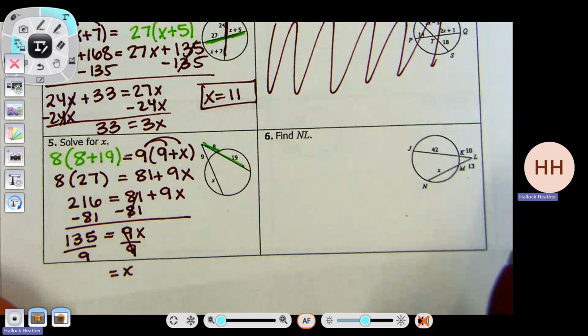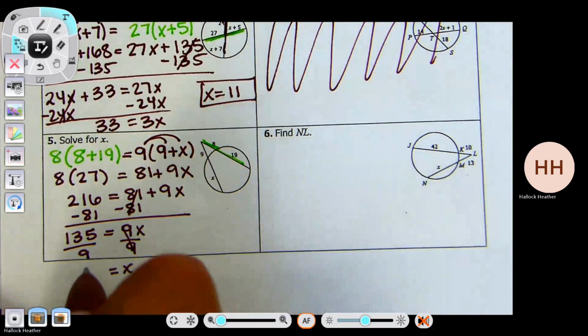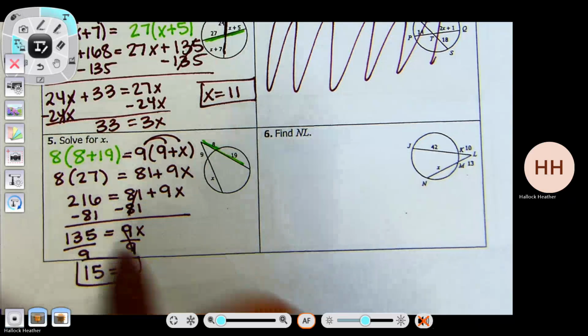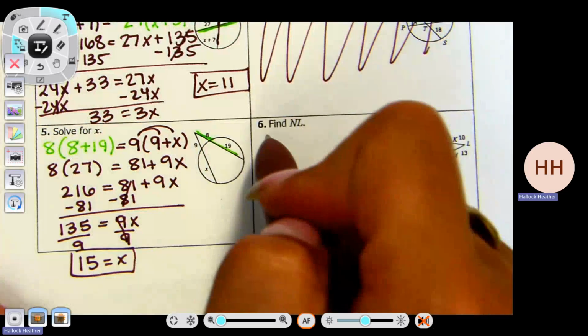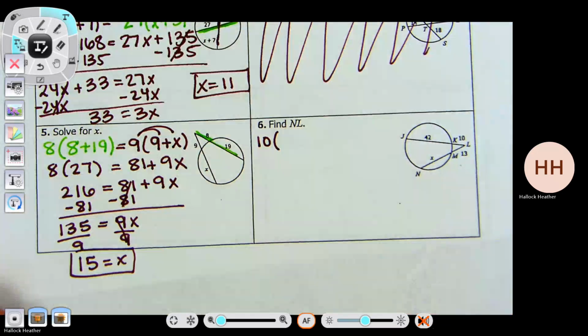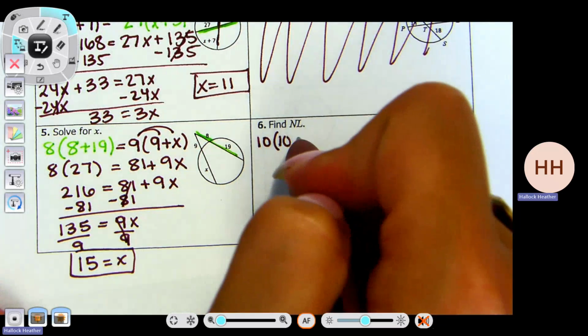What do we get? 15. Okay, so think about the next one. Doing outside, you're multiplying by the whole line. So you have to add the whole line together. So what's something on the outside for 6? 10. And then what two things am I adding together? 10 and 42.